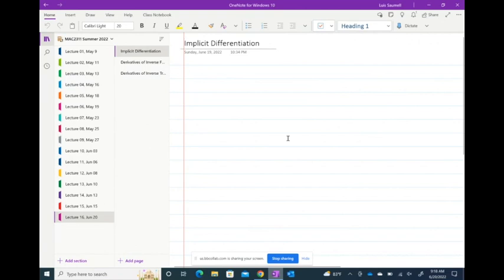Today I want to talk about implicit differentiation, and then hopefully, time permitting, we'll be able to use this as an application of implicit differentiation. We're going to discuss how to find the derivative of inverse functions and how to figure out the derivative of the inverse trigonometric functions: inverse sine, inverse cosine, inverse tangent, and so on. Okay, so that's the purpose for today.